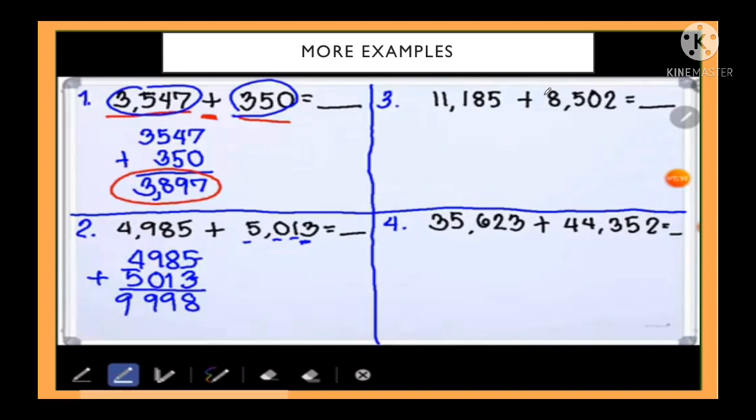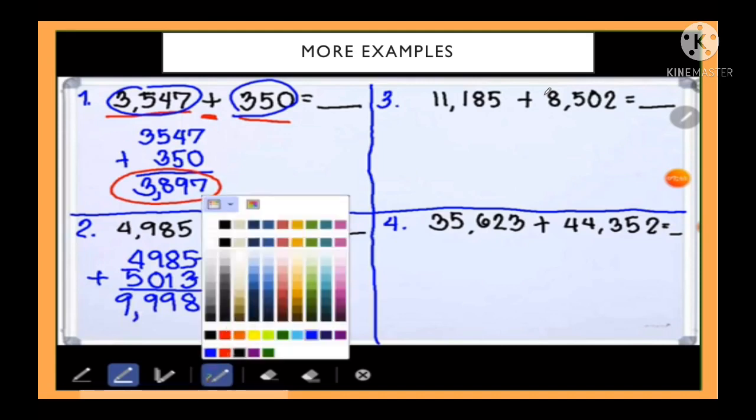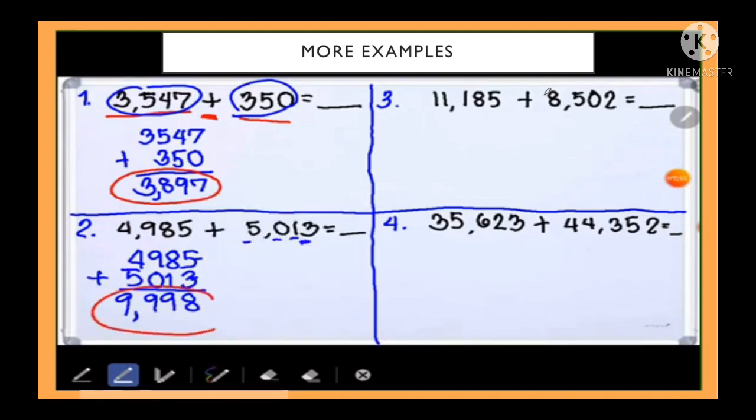And don't forget our comma. Very good. The comma here will separate the thousands place and the hundreds place. So therefore, this is now our answer. Easy. So number 1 is check. Number 2 is check.